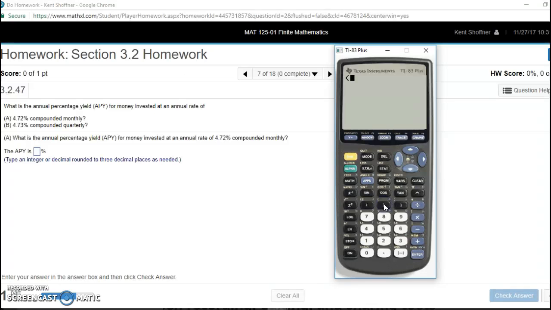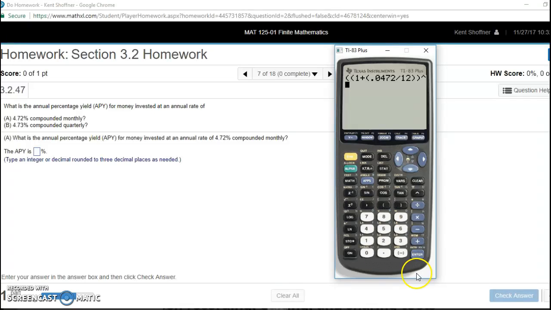So, I hit parentheses, and then I put parentheses 1 plus parentheses 0.0472 divided by 12 since it's compounded monthly, and we had to change that percent to a decimal, so we moved it 2 places to the left. We have to add those all up, and then we have to raise that answer to the power of NT, which is the number of times it's compounded in a year.